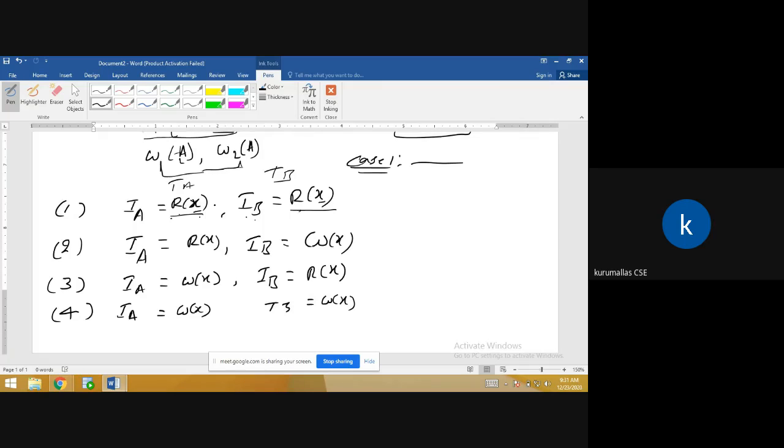Either one can start. If you start with TA and then TB, or if you start with TB and then TA, both executions are the same. This is the first case.